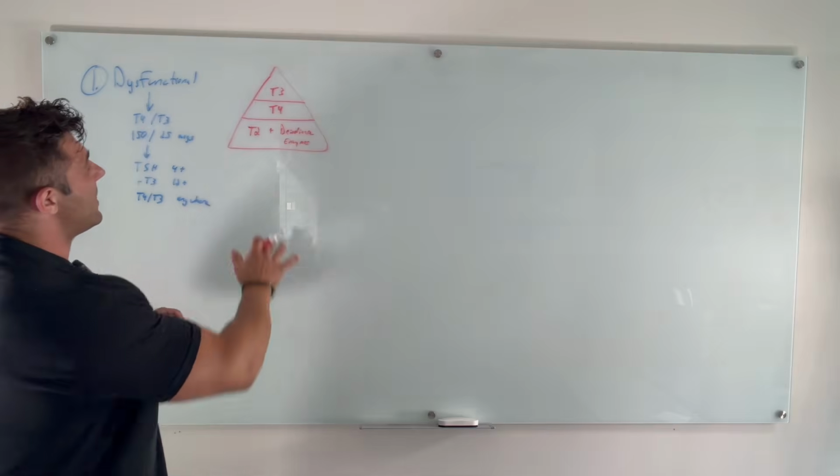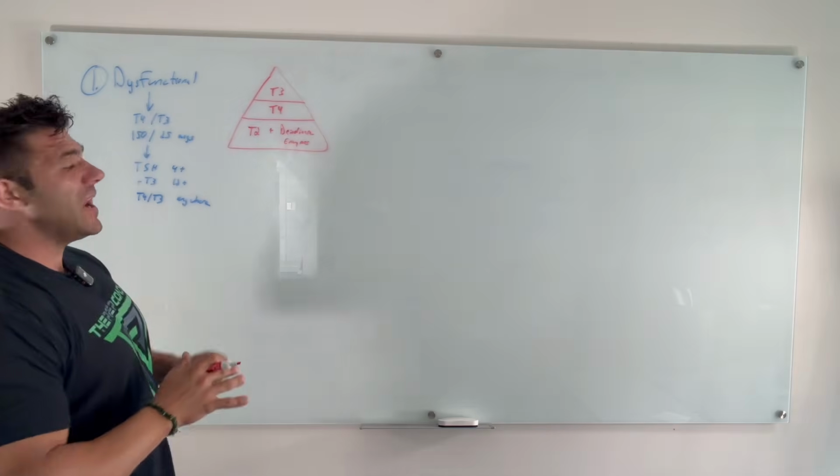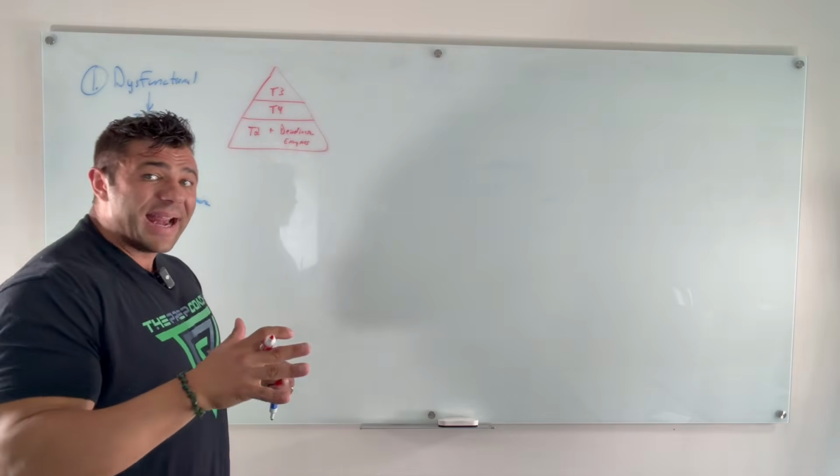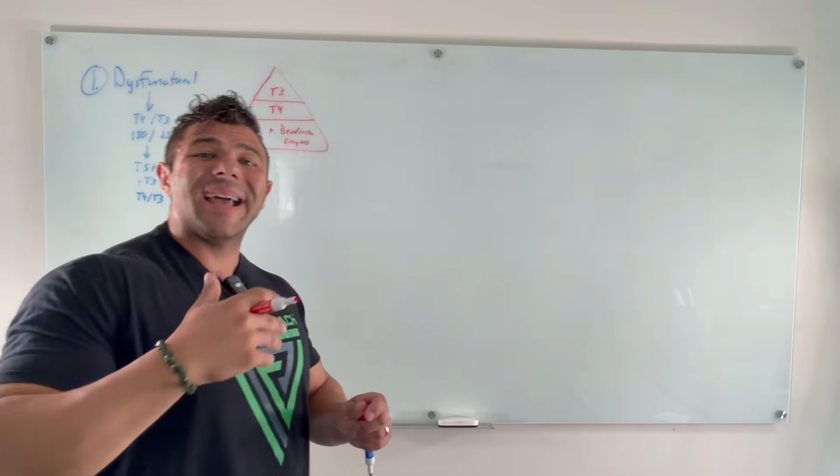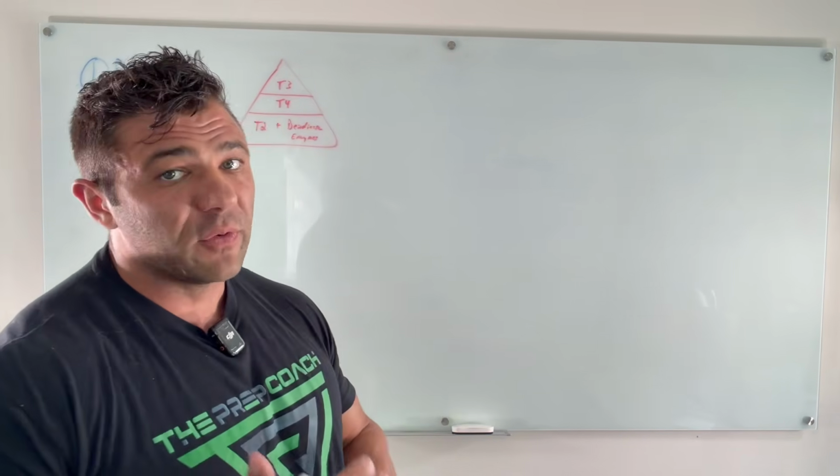So if we look at it from the baseline up, that's why depending on where T2 is at, it can dictate where T4 and where T3 is at, not just in plasma and blood, but how it's actually working in the body. And that's why we can have different reference ranges.